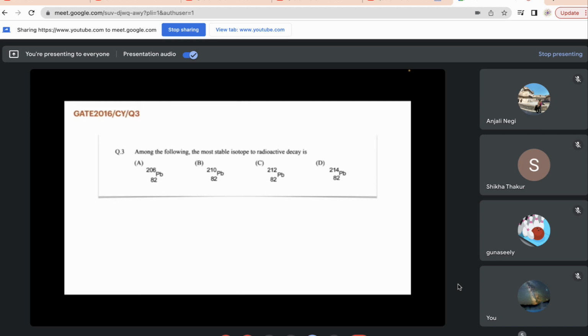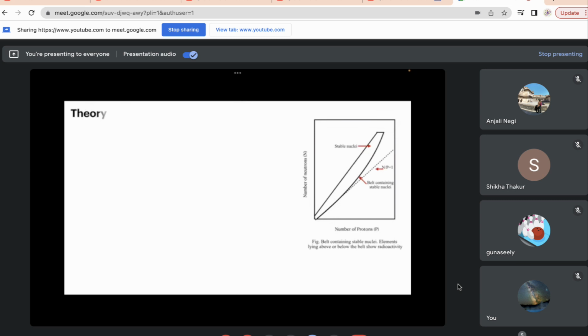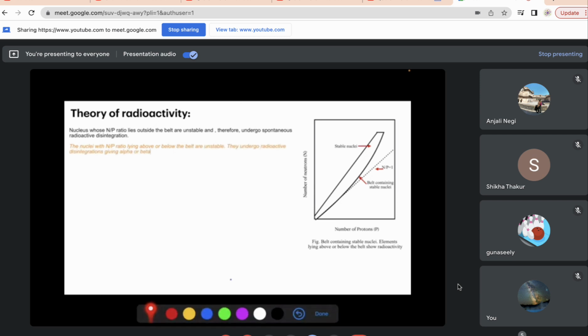So before I go through the question, let's go through some basics. The theory of radioactivity states that the nucleus whose N/P ratio lies outside the belt is unstable, and therefore it undergoes spontaneous radioactive disintegration. The nuclei with N/P ratio lying above or below the belt are unstable, so they undergo radioactive disintegration, giving out alpha or beta particles in such a manner as to yield a stable nucleus.